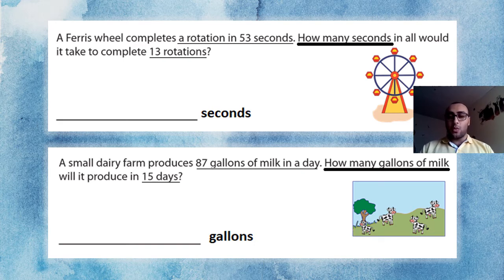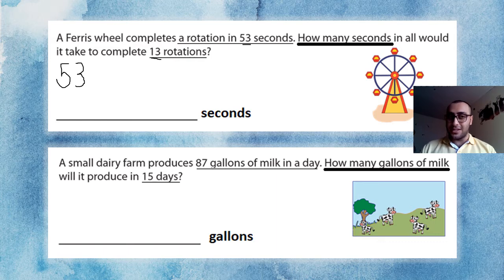Okay, so the question is asking how many seconds. So the answer must be about the seconds, okay? So now we know in 53 seconds, one rotation. So if we want to know 13 rotations, how many seconds would it take? Let's think. As you know, it's multiplication. Multiplication of 2-digit by 2-digit. So let's do it up here.